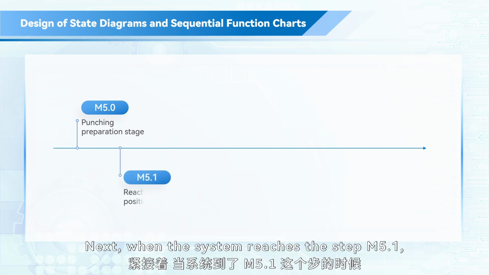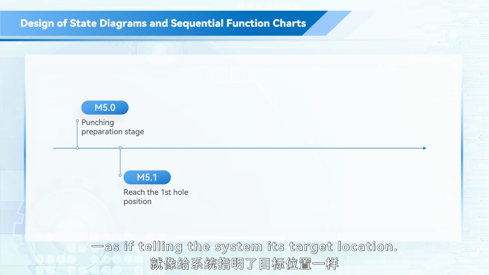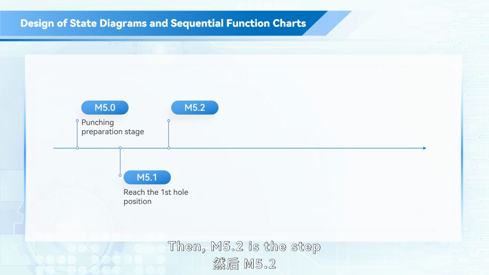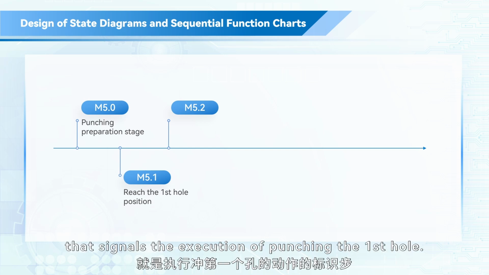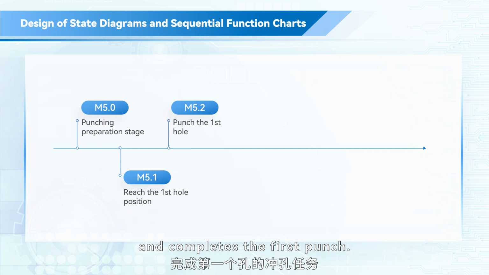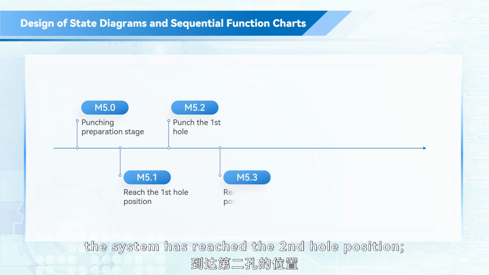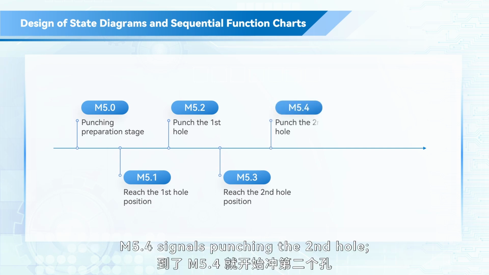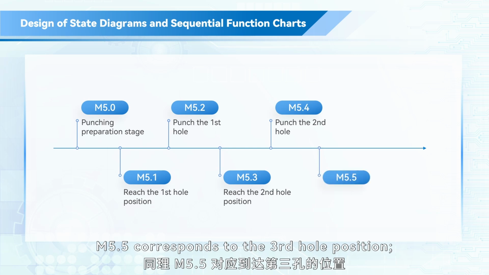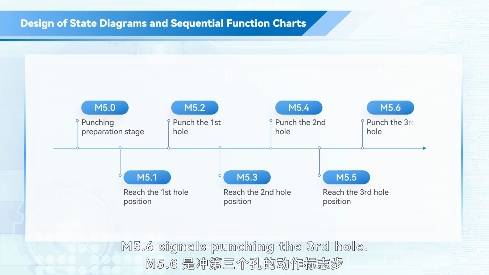Next, when the system reaches the step M5.1, it indicates that it has reached the position for the first hole, as if telling the system its target location. Then, M5.2 is the step that signals the execution of punching the first hole. At this point, the punching mechanism activates and completes the first punch. Continuing in this manner, M5.3 indicates the system has reached the second hole position. M5.4 signals punching the second hole. M5.5 corresponds to the third hole position. M5.6 signals punching the third hole.